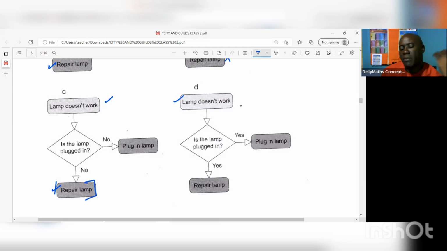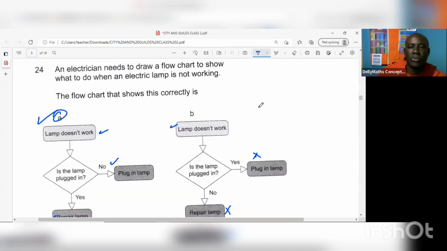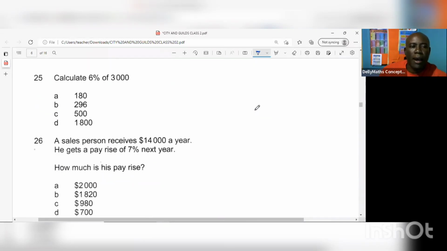Because it's an electrical lamp, you would want to know if it's plugged in and not working. Let us see what this one says, even though the answer is A already. Is the lamp plugged in? Yes. All right, good. Yes, it is plugged in, not working, repair shop. Yes, it's plugged in and you still plug it in, that doesn't work. All right, so A is correct already anyway. So the answer to 24 is A.